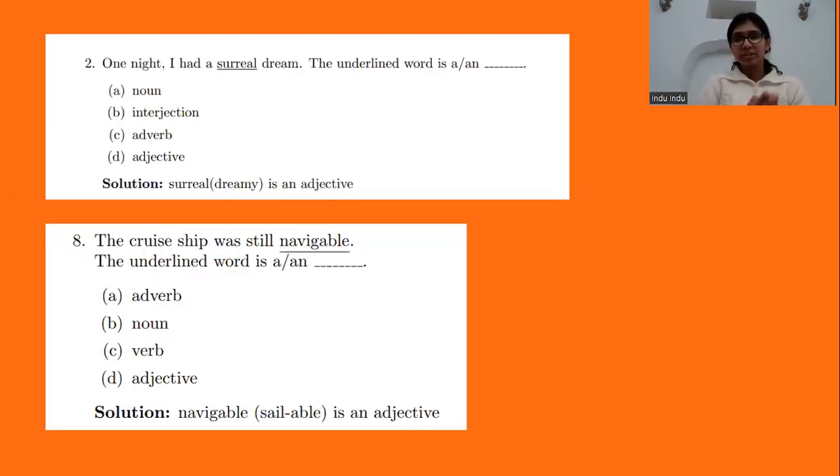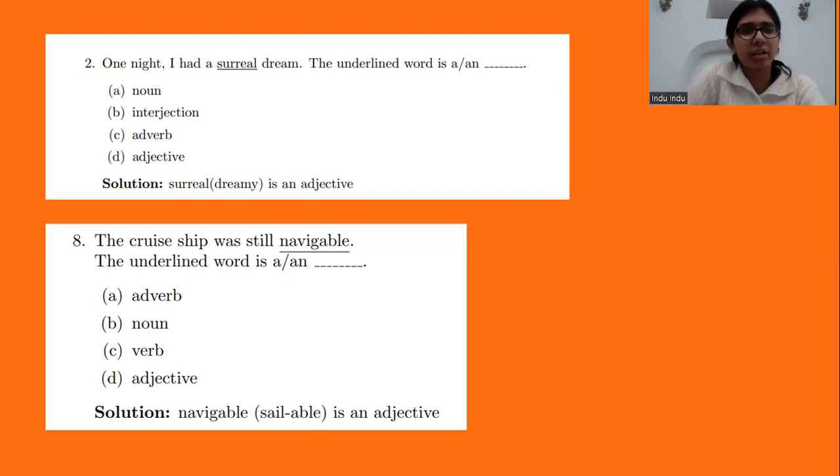Now, these are certain questions that have previously appeared in the GATE examination. One night, I had a surreal dream. The underlined word describes the dream. Dream is a noun. Surreal describes the dream. Surreal is an adjective that is used to describe the dream. So it is an adjective.